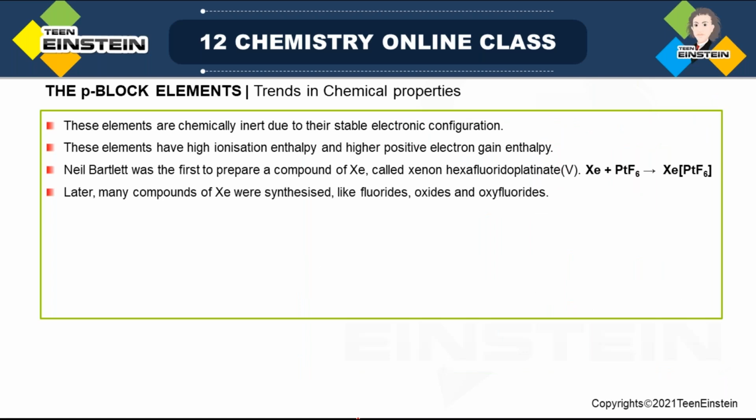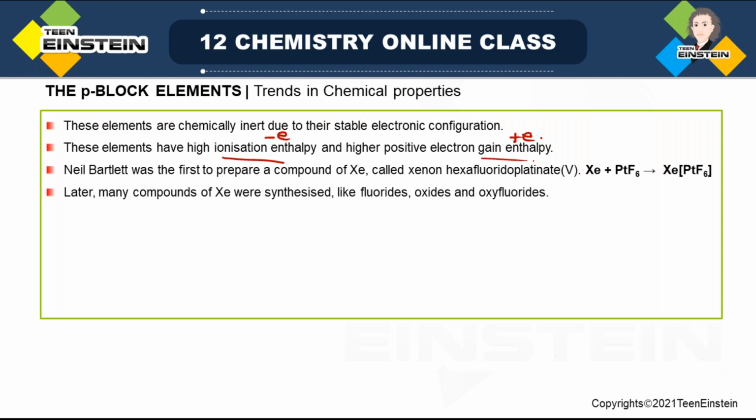Now, chemical properties. So they are chemically inert, that you already know, because their configuration is already closed. And their ionization enthalpy is very high. Electron gain enthalpy, that is also highly positive. It means that ionization enthalpy is high, that means removal of electron is difficult. Similarly, electron gain enthalpy, as it is positive, gain of electron is also difficult. So both the processes are difficult, then how will it take part in reaction?